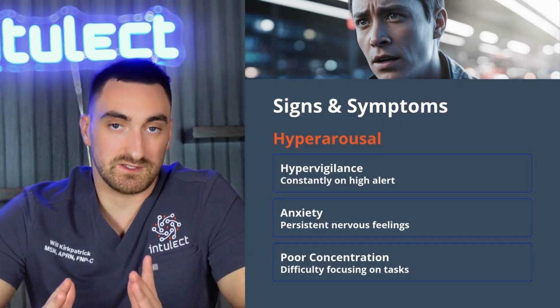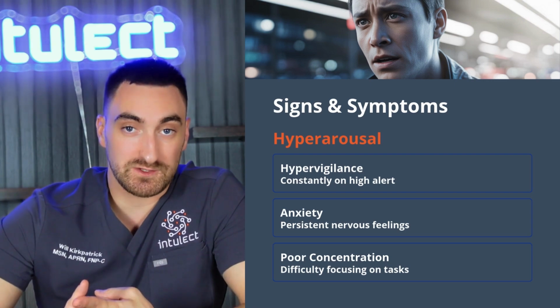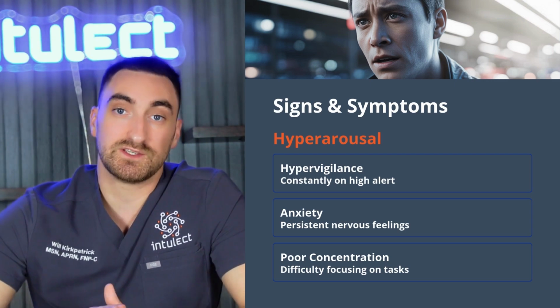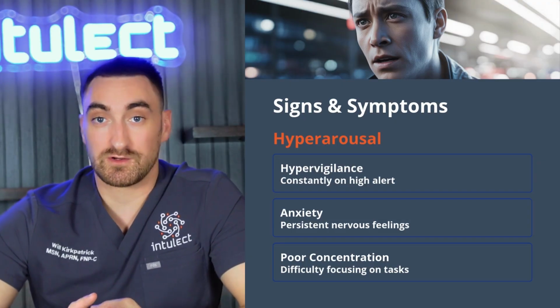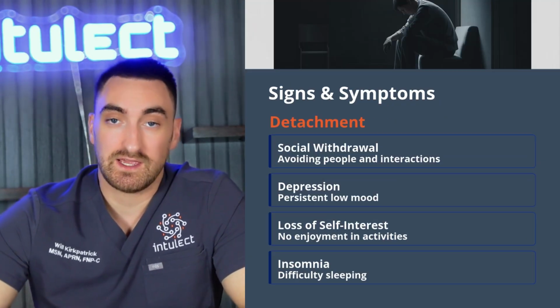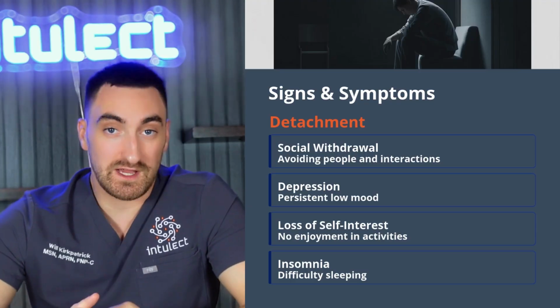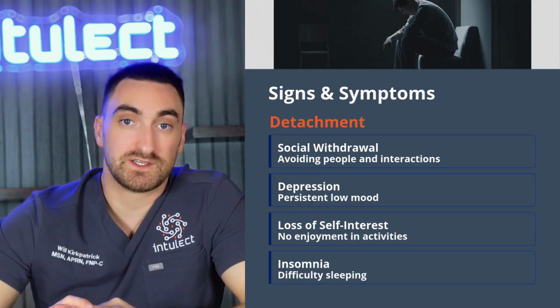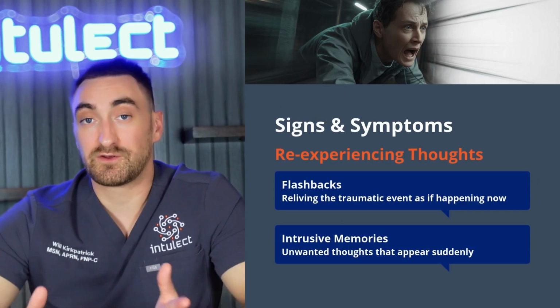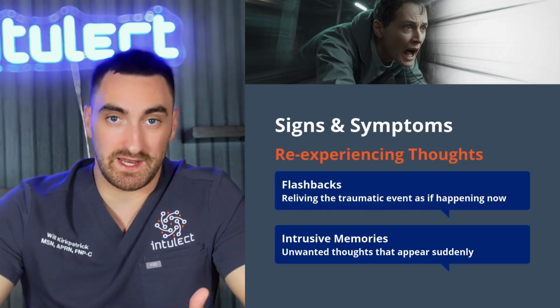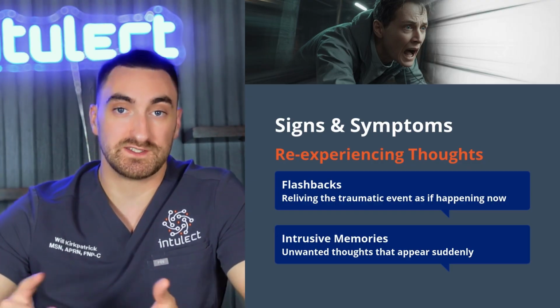Once again, those three characteristics. First, it's hyperarousal. That could be hypervigilance, so always being very alert, having anxiety, and of course difficulty concentrating. Then there is detachment. That can be social withdrawal, depression, loss of self-interest, and insomnia. And then that third characteristic was re-experiencing thoughts, so re-experiencing that traumatic event. Another common term is flashbacks.